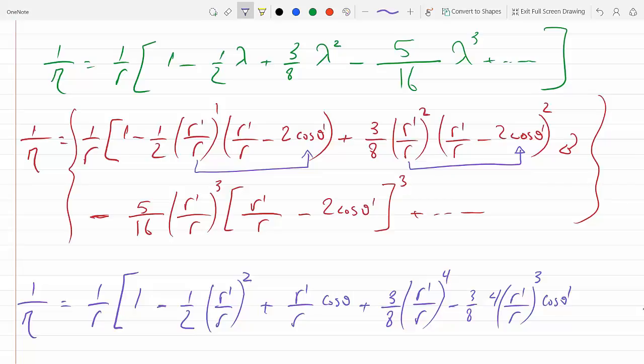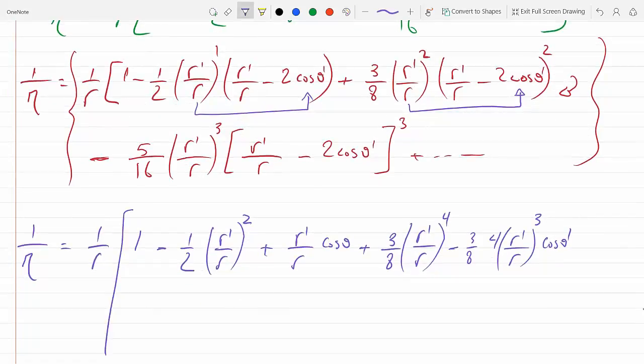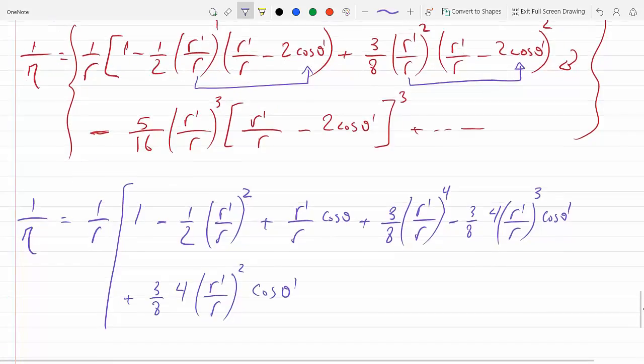Let me see, did I take the 2 into consideration? Yeah, I did. And then let me continue here, so open this bracket, and then you have squared the second term, so you have 3 over 8, and you have a 4 because you're squaring it, and you have r prime over r squared cosine theta prime. You see? Okay, done with that. Let's move on to the third term.